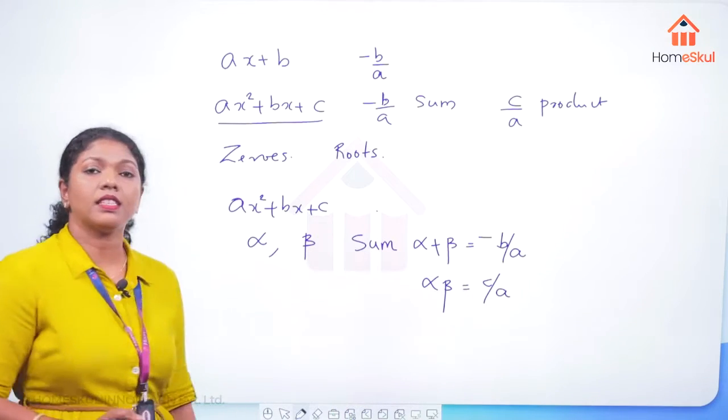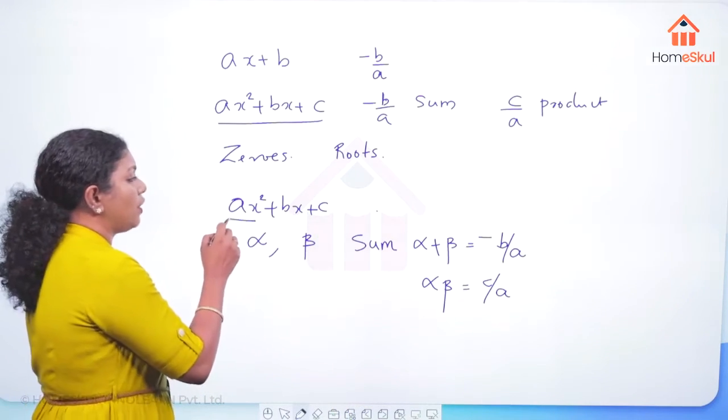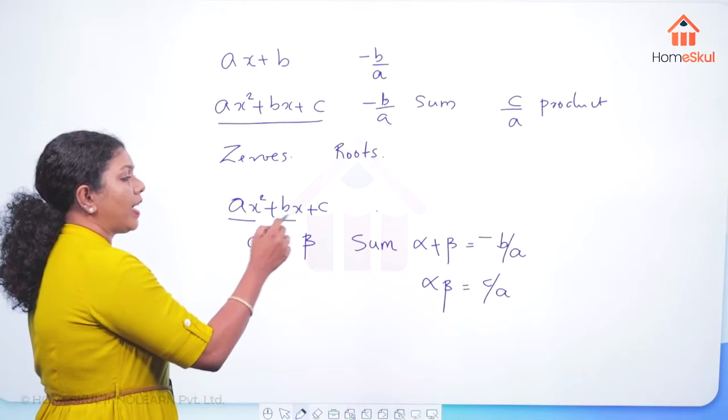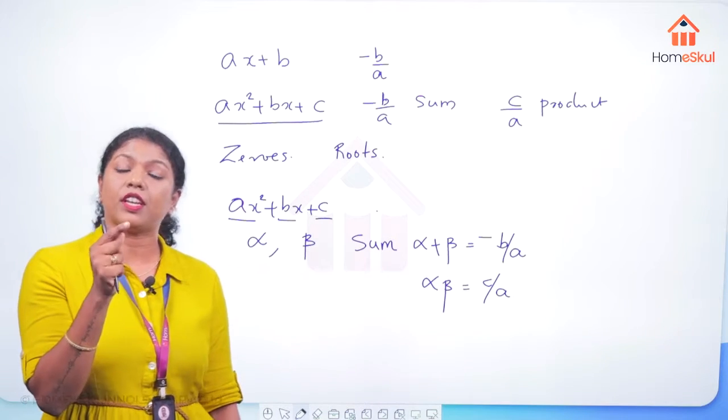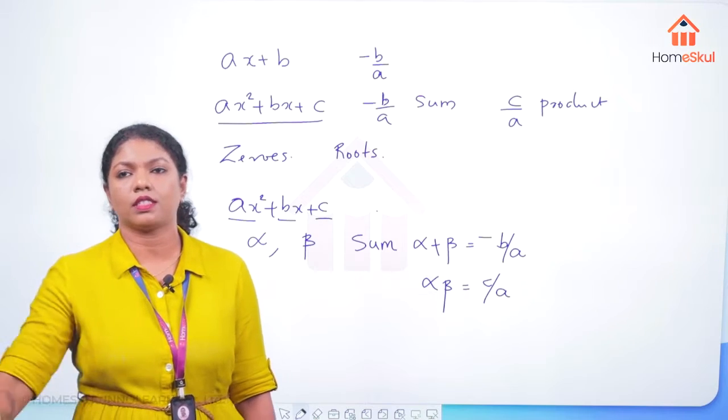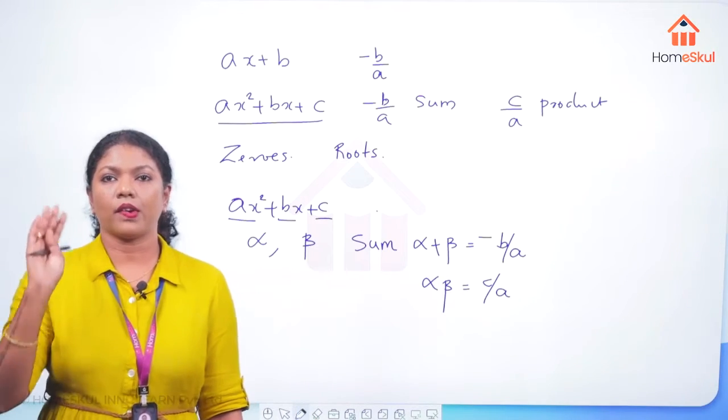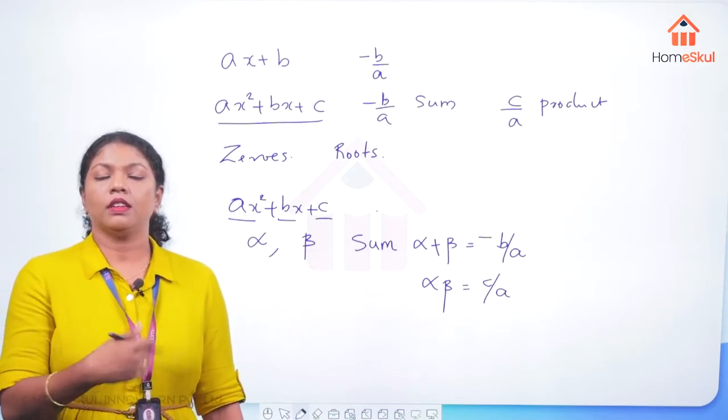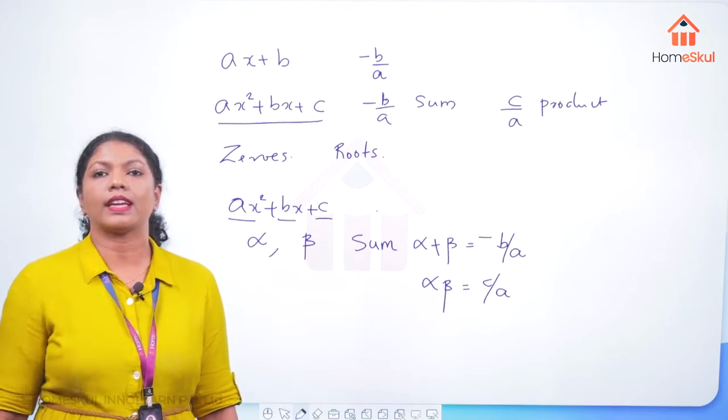What is this a, b and c? a is the coefficient of x square, b is the coefficient of x, and c is the term independent of x, known as the constant. So these are the important things you need to know before you are going to crack the MCQs.